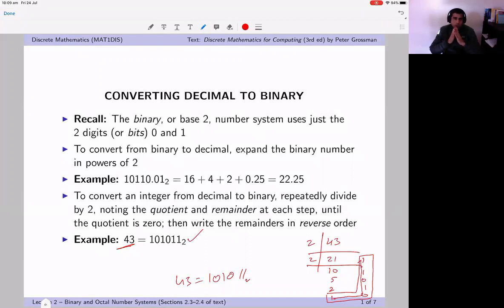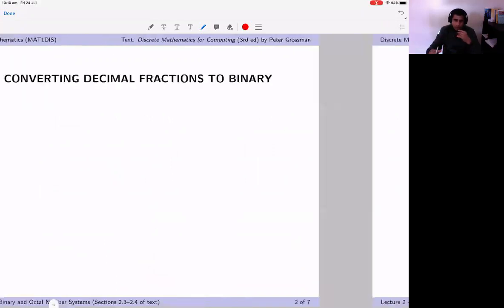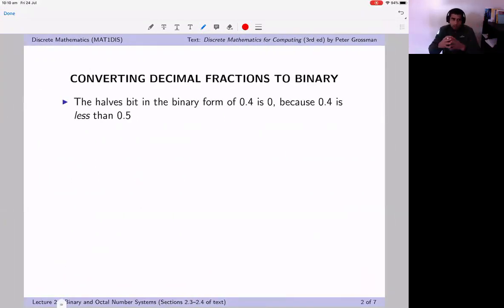So what we don't know at the moment is what happens if I want to convert a number like, for example, this kind of fraction, 1/4, right? If I want to convert that into binary, how would I do that? Now, let me go over some quick facts about that. So the half bits in the binary form of 0.4 is 0.